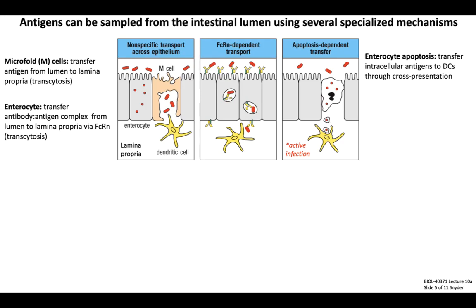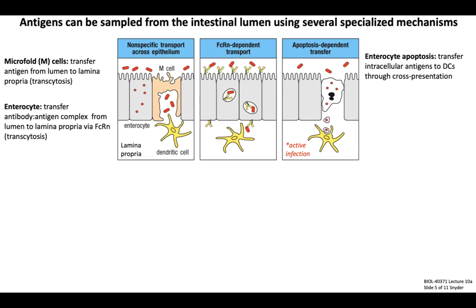Mucosal surfaces also have specialized mechanisms for sampling soluble antigens from the hollow space, or lumen, that faces the mucosal epithelium. Importantly, the way that antigen is transferred to APCs can change whether these cells undergo full activation to stimulate adaptive immune responses, or if the APCs undergo tolerogenic activation to promote mucosal tolerance. We will discuss how these things work a little bit later on at the end of this lecture.